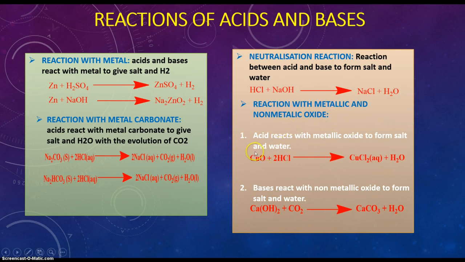Suppose cuprous oxide, it is a metallic oxide, as you can see that copper is a metal, right? So copper oxide would be obviously a metallic oxide. So this metallic oxide would react with hydrochloric acid to give you a salt, cuprous chloride, CuCl2, with the liberation of water. Okay, so acid reacts with this metallic oxide to give you salt and water.